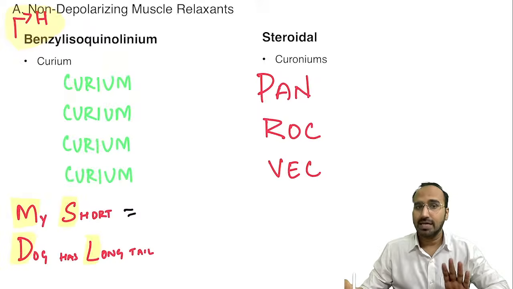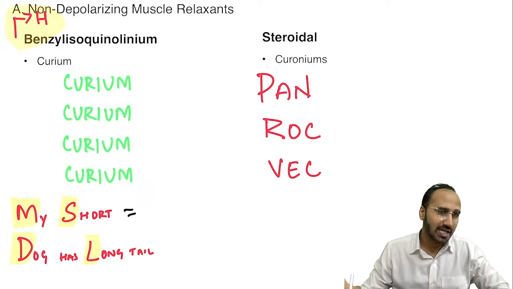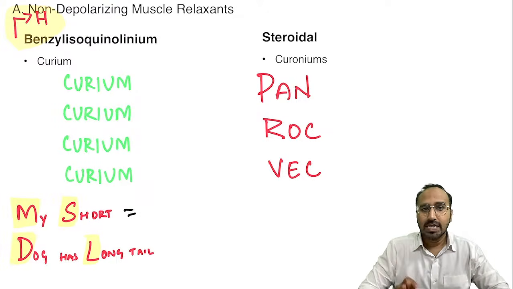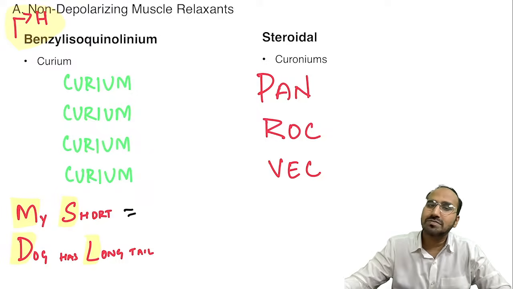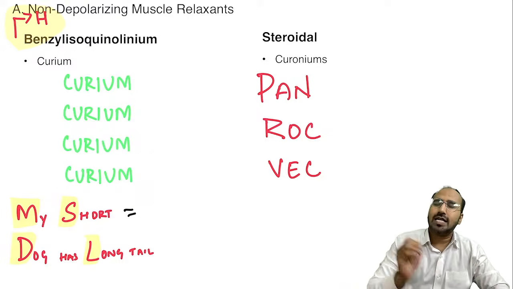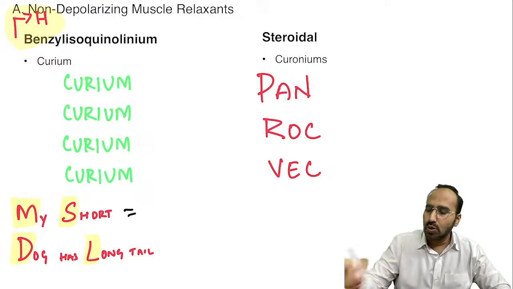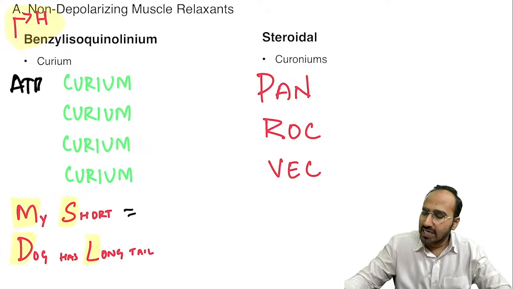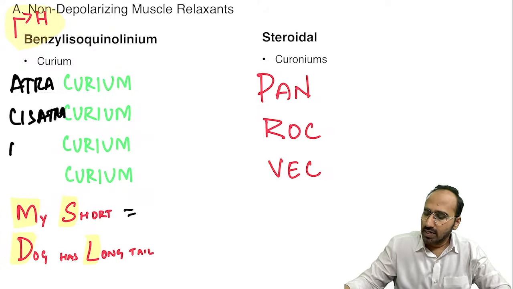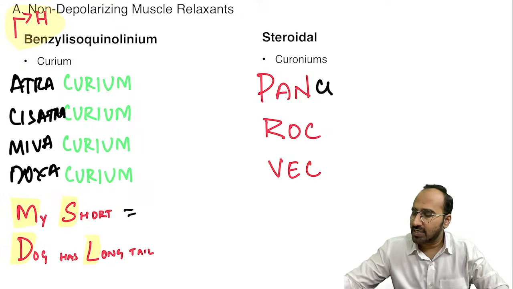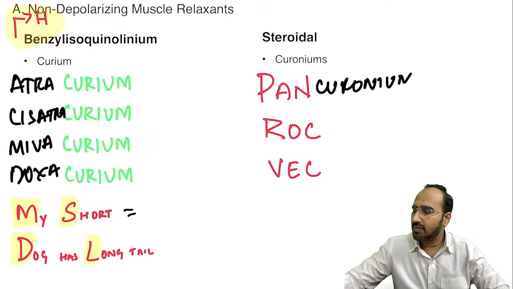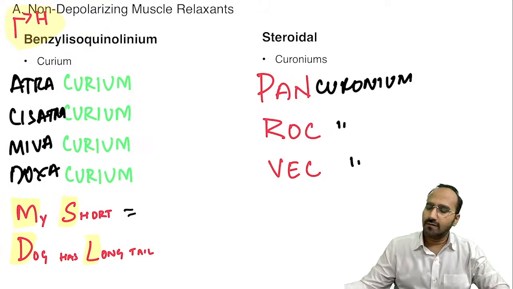That was scoline. Now we will study non-depolarizing muscle relaxants. In non-depolarizing there are two categories, benzylisoquinoliniums and steroidal. Benzylisoquinoliniums are the muscle relaxants ending with the term curium, such as atracurium, cisatracurium, mivacurium, doxacurium. Next come the steroidal ones ending in curonium, such as pancuronium, rocuronium and vecuronium.